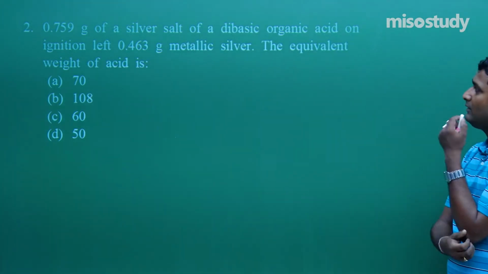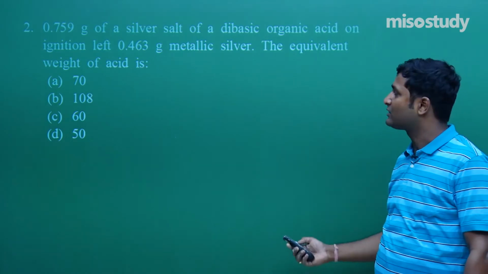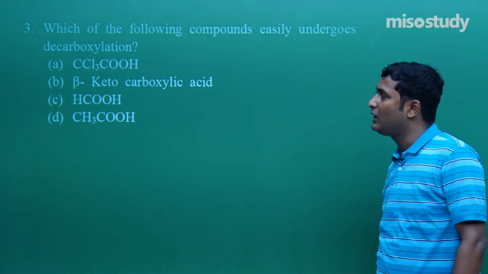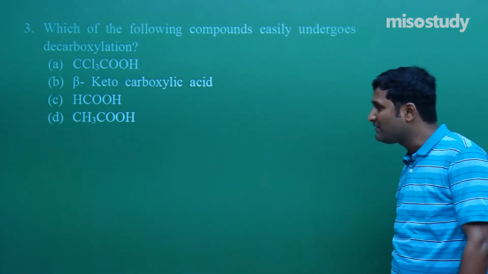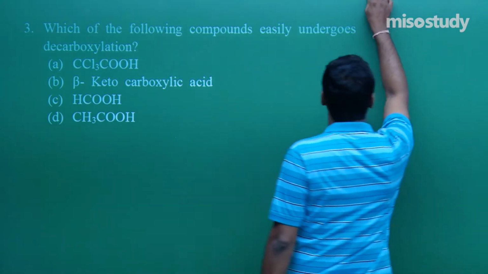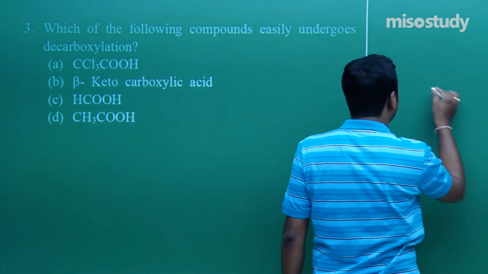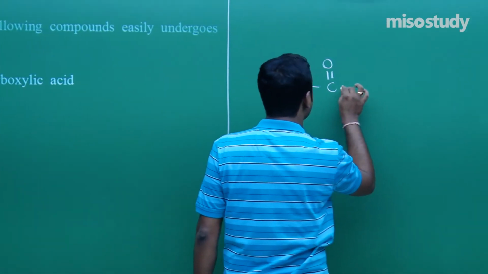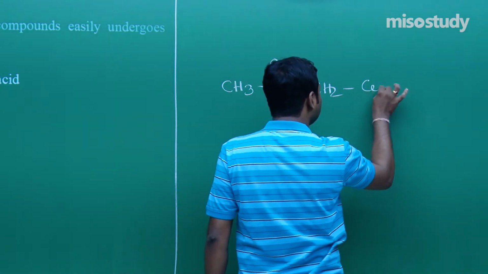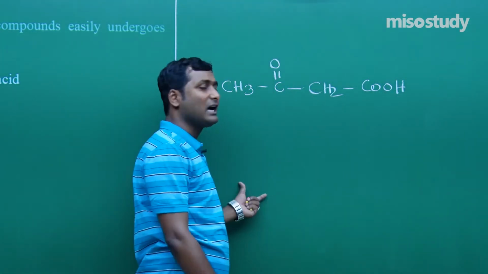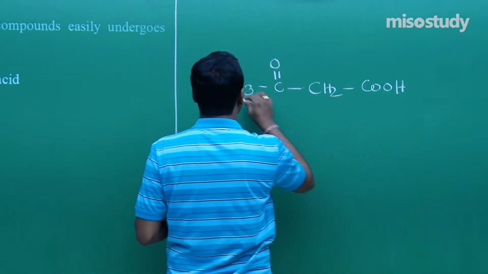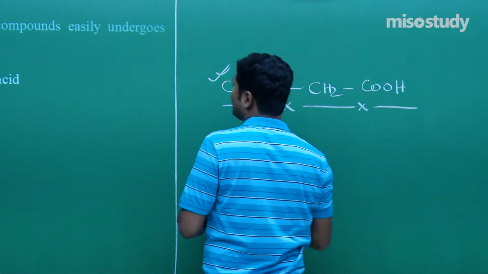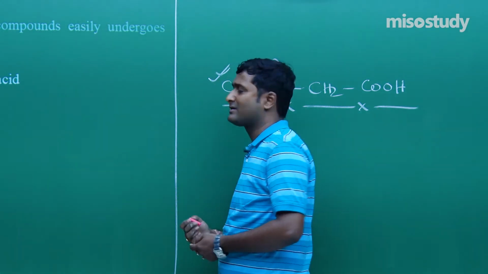Now let's move to the next question. What is the next question? Check it out. Question number 3. Which of the following compounds easily undergoes decarboxylation? It is very simple. Decarboxylation is the removal of CO2. If I talk about beta keto carboxylic acid, in this case decarboxylation takes place very easily. So the answer is very simple: beta keto carboxylic acid.